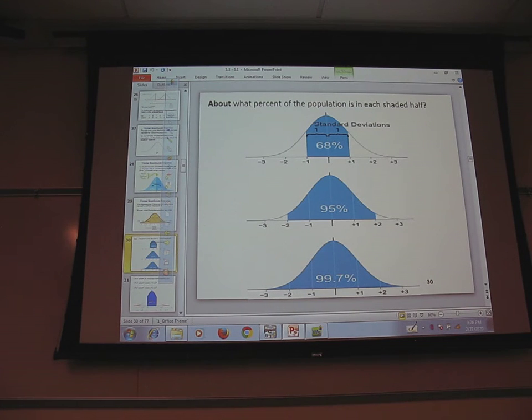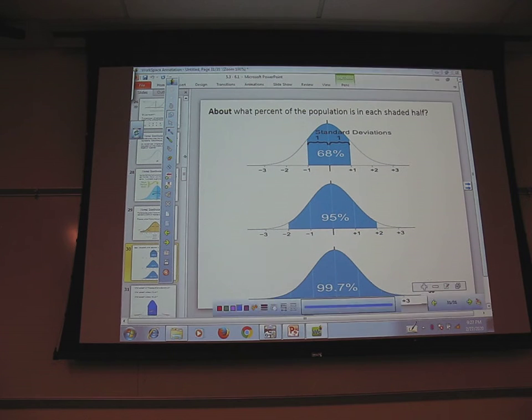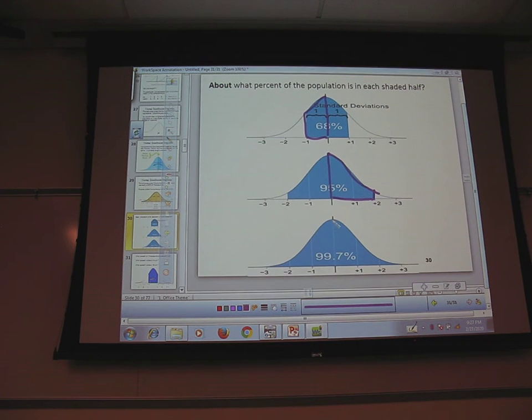So my question to you guys is about what percent is in each shaded half? Right? So this half here, what percent is in there? What percent is in here? What percent is in here? Take 15 seconds with your neighbors and find those.